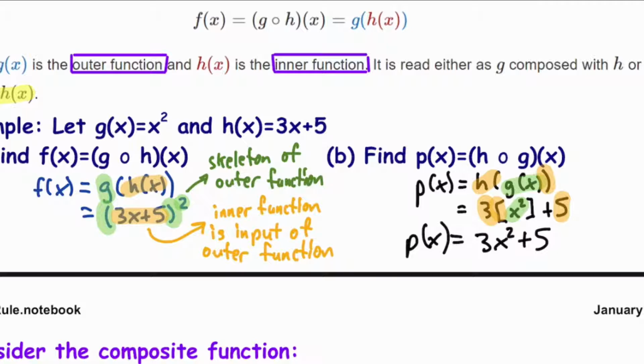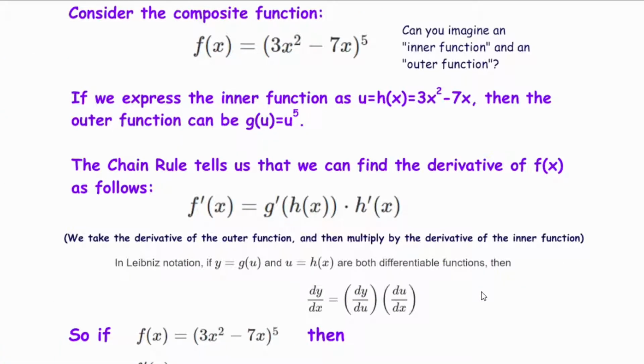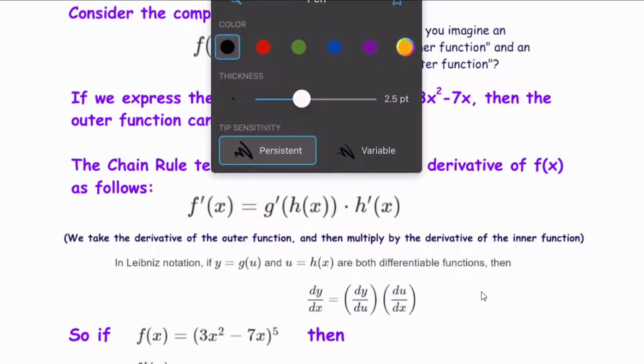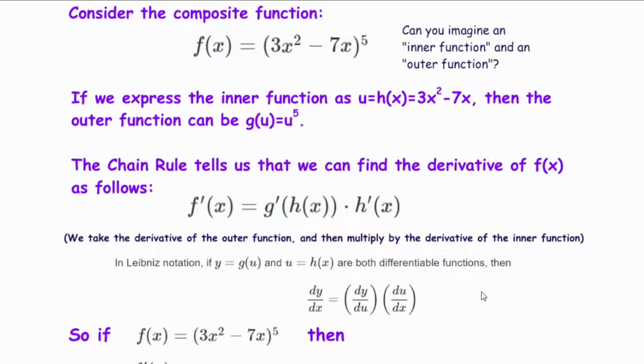All right, let's take a look at a specific composite function and see what else we can describe about it. In our first example, we were given the inner and outer function. Now we're just being given the overall function, and we need to try to identify the inner and outer portions on our own. So let's consider the composite function f of x equals (3x squared minus 7x) to the power of 5. Can we imagine an inner function and an outer function?